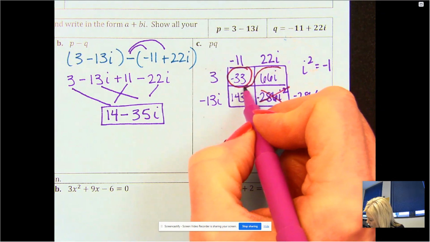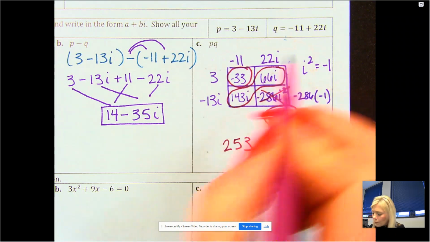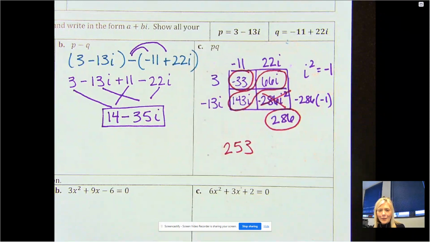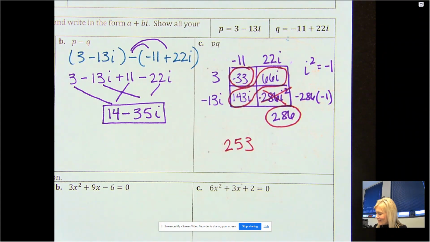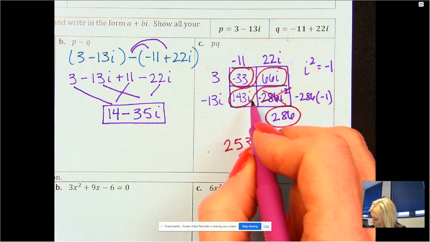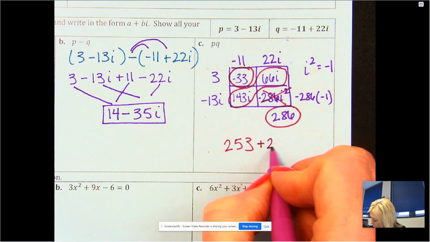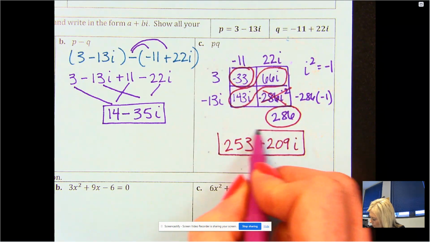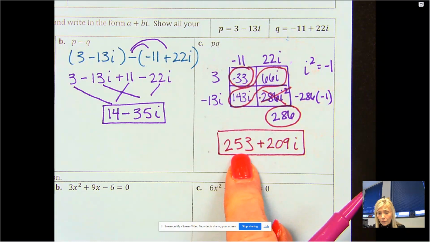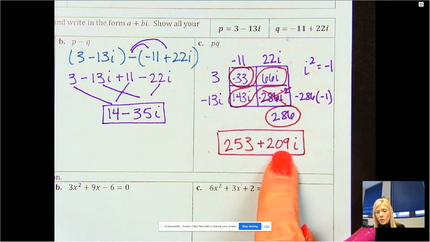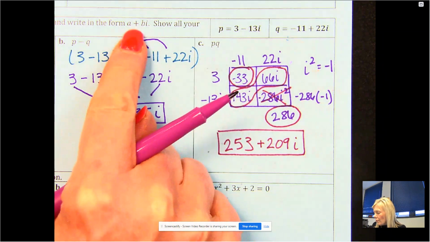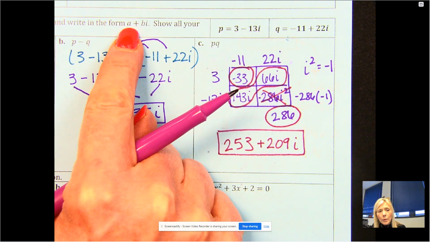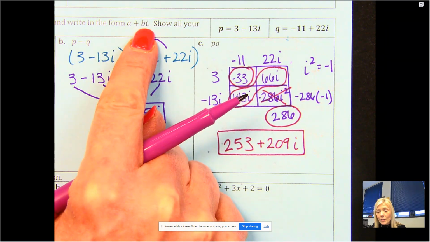And then 66i and 143i, I'm really tired, so I'm just using my calculator to make sure I don't make mistakes. It's 209. So plus 209i. Okay, so that is our complex value. We have the real part coming first and the imaginary part coming second. And so we have satisfied the directions for all of these because this just means have the real part come first and the imaginary part come after it. Okay.